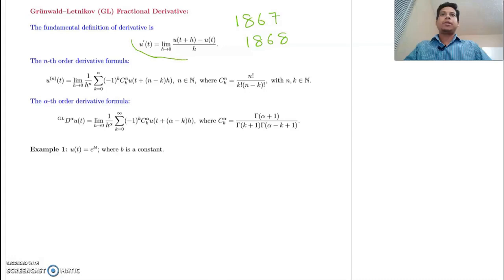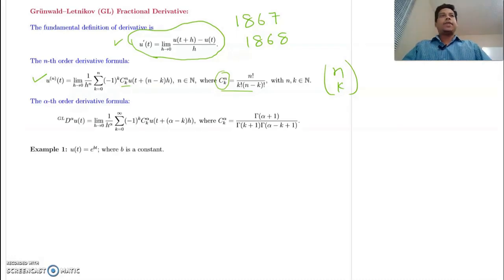t, the first order derivative, which is equal to the limit h goes to 0 of u(t plus h) minus u(t) divided by h. So this is the fundamental definition of first order derivative. Then the nth order derivative is given by this formula, where this C(m,k) is the combination, which is given by this formula, and we can also use the notation (n k) for simplicity.